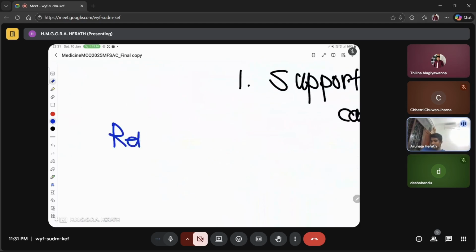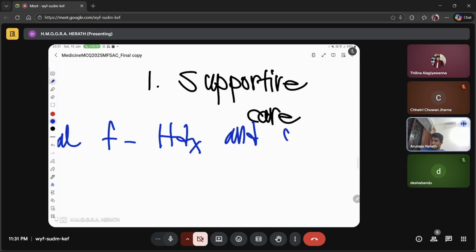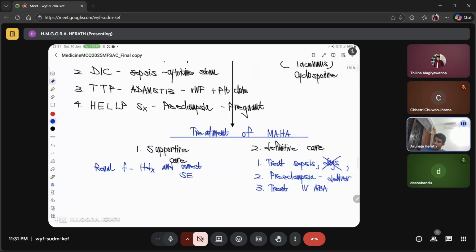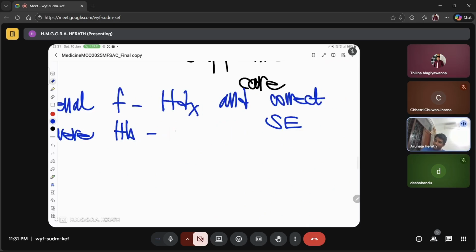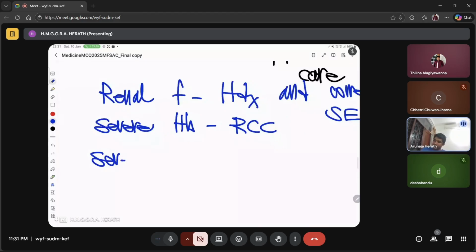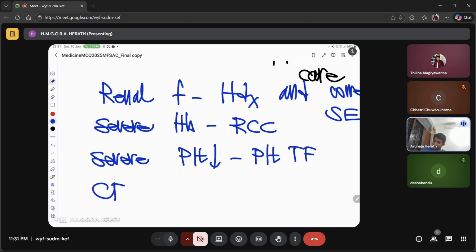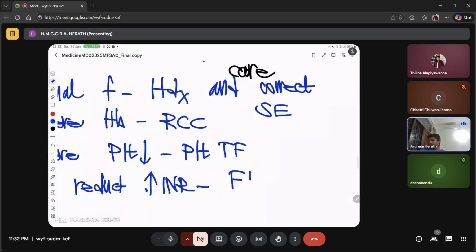If there is renal failure, you can do hemodialysis, right? And you can correct electrolytes and acidosis, okay? And then for severely reduced hemoglobin levels, you can give red cell transfusions. And for severe platelet reductions, you can give platelet transfusions, right? And for reduced clotting factors and severely increased INR levels, you can give fresh frozen plasma transfusions.